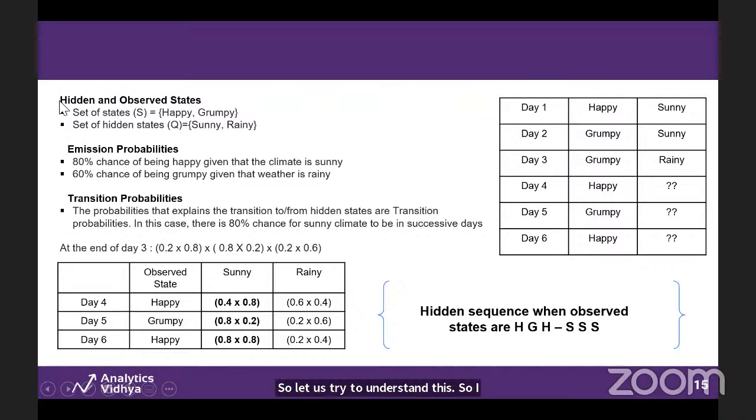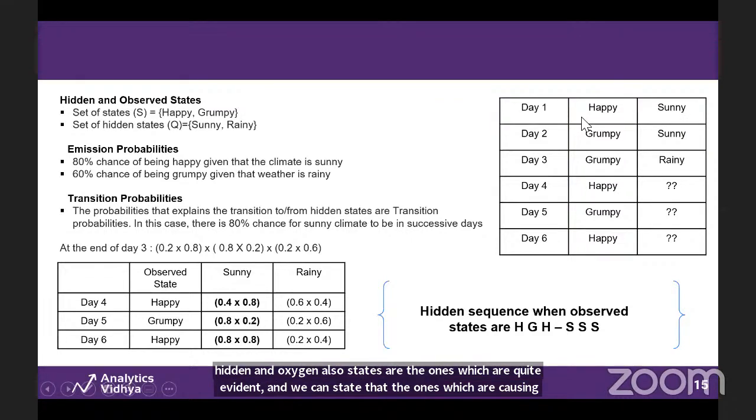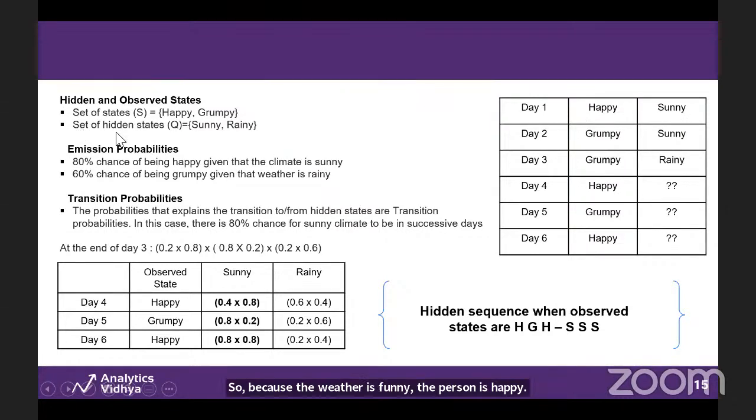So I have certain hidden and observed states. Observed states are the ones which are quite evident, and hidden states are the ones which are causing these observed states. So because the weather is sunny, the person is happy. That is the assumption we have here. So the set of hidden states here are sunny and rainy, and the set of observed states are happy and grumpy.